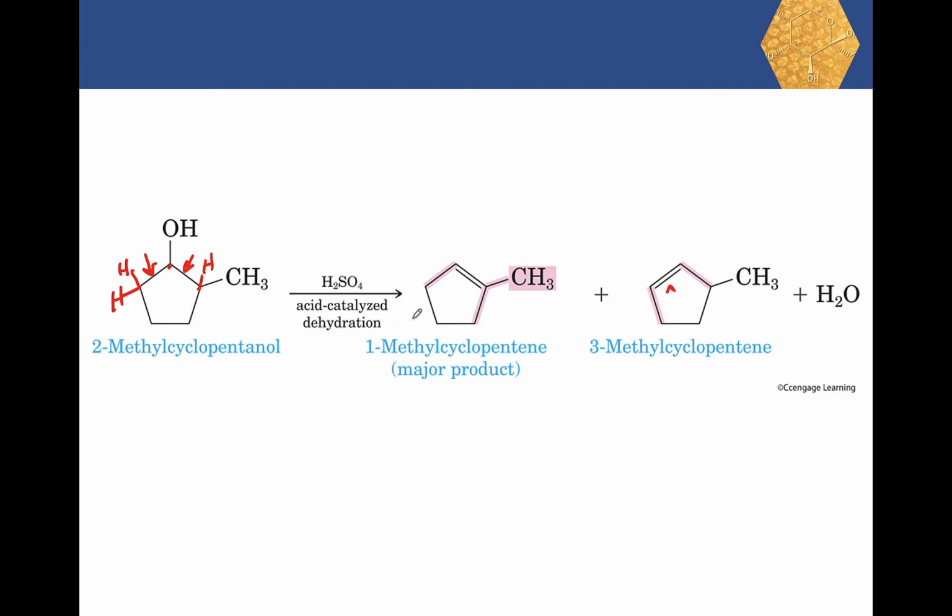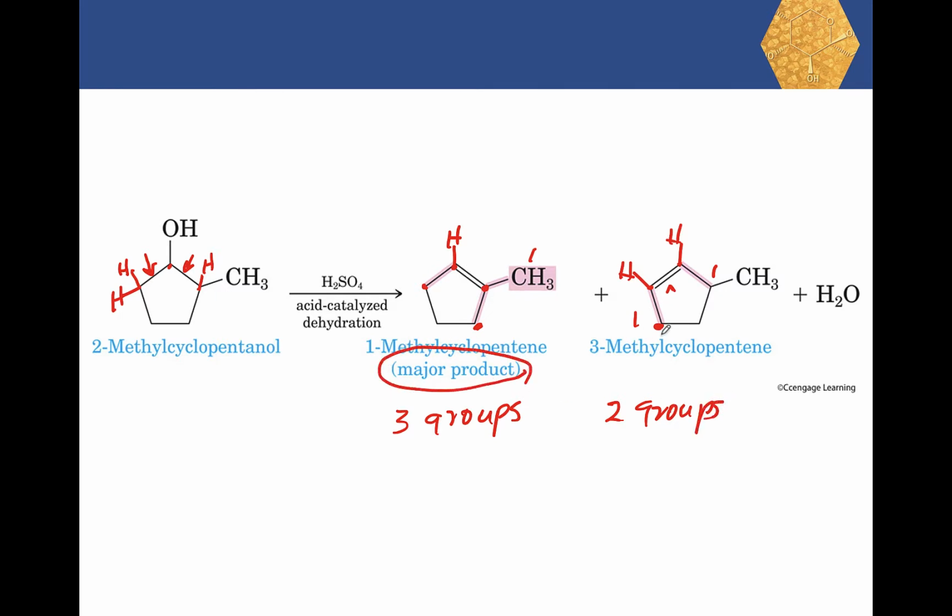Which is the major product? Carbon off the double bond, 1 and 2. Carbon off the double bond, don't forget there's an H here, that's 1, so this is 3. And let's look at this one. This carbon here has H, so just this one, 1. This carbon has H, so this one here just has 1, so 2 groups. Therefore, this is the major product. So again, you should be able to predict the major organic product.